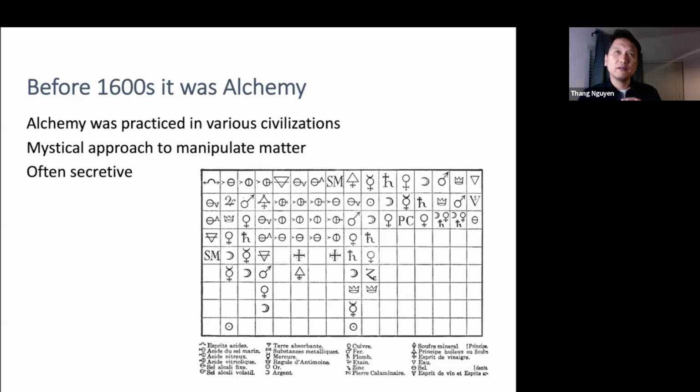One is it's more of a mystical, magical approach, and oftentimes it's there to try to manipulate the natural world. For example, like changing metal, like iron, for example, into gold, something more precious, right? So it's a very magical aspect to it. And then the second part is often it is secretive.